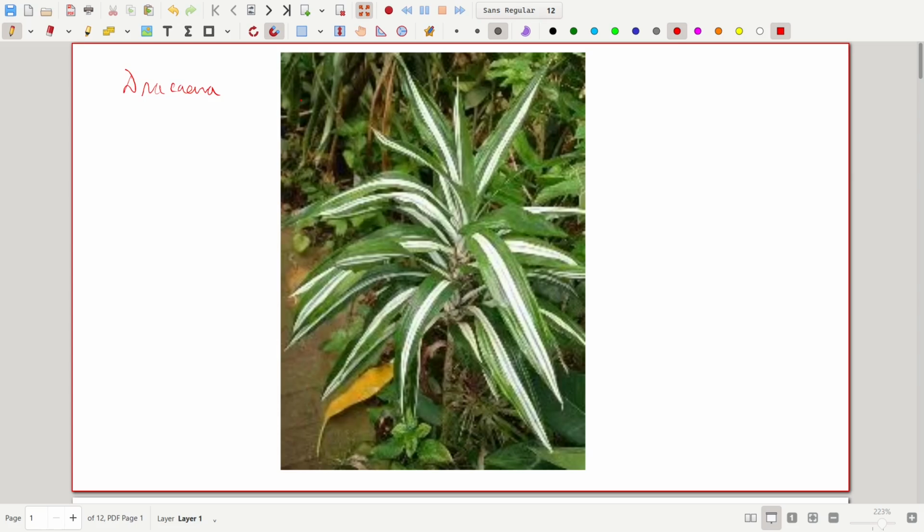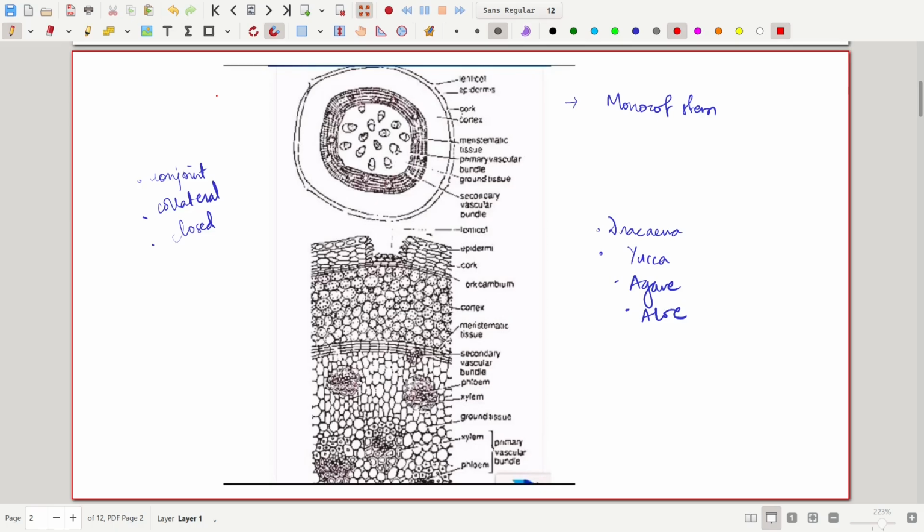Today we are going to discuss an important topic, that is the secondary anomalous growth in the plant Dracaena. So let us see the transverse section of the stem here. The young stem of Dracaena is a typical monocot stem.